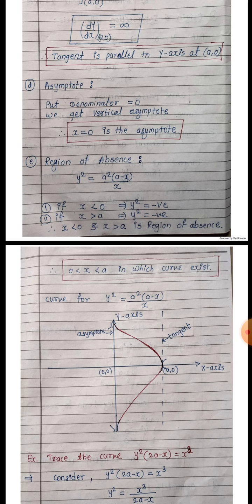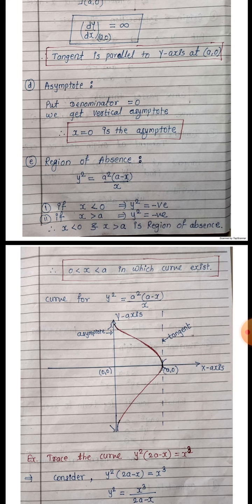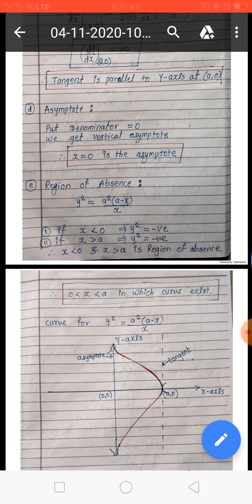Next, region of absence. The curve exists only in between 0 to a. Therefore, we draw the smooth curve only in between 0 to a. Therefore, we trace the smooth curve by using the tangent side curve and the asymptote side curve. Draw the smooth curve. This is the curve for the given equation.